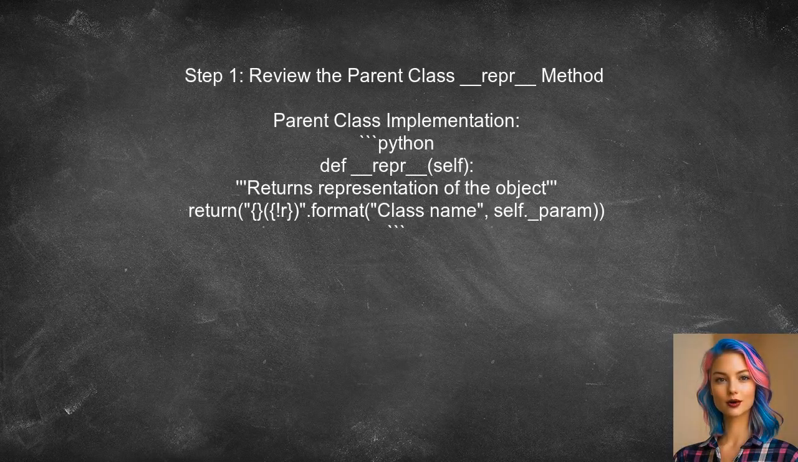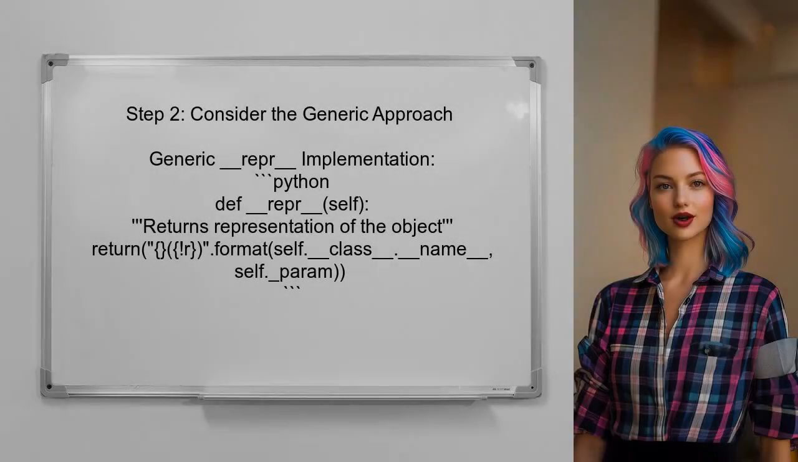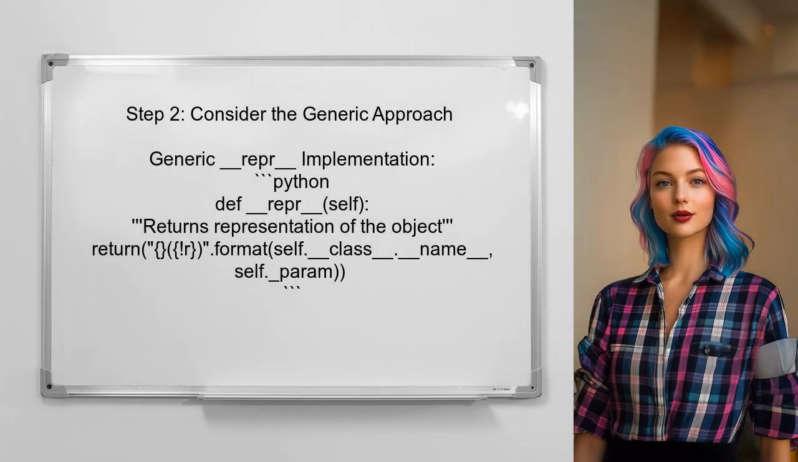To address the user's question about the __repr__ function with inheritance, we will first look at the parent class implementation. The user has provided a method that returns a string representation of the object. Next, the user suggests a more generic approach that utilizes the class name dynamically. This can be beneficial for child classes, as it automatically adapts to the class name.